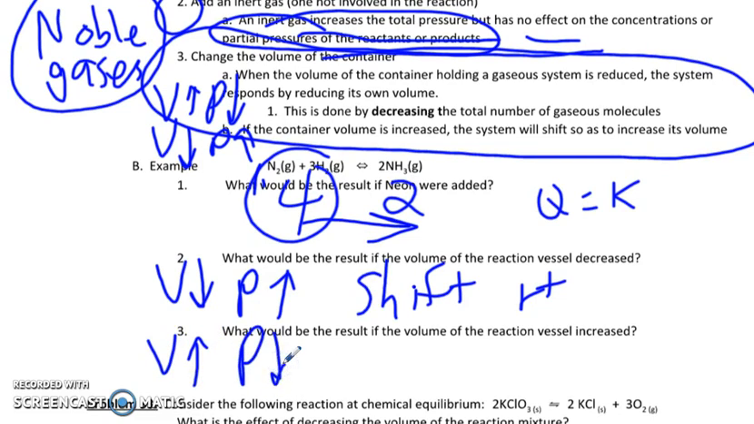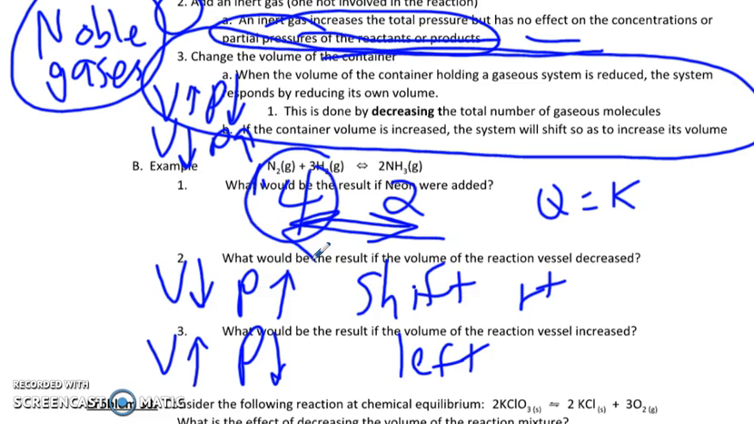It's going to be the opposite. So if it's going to shift to the right with more pressure, it's going to shift to the left with less pressure. So it's going to go towards the side with 4 molecules to relieve its stress, if you will. Okay, so it's the opposite. So if you're counting molecules, then if you increase pressure, you go to the side that has fewer molecules.